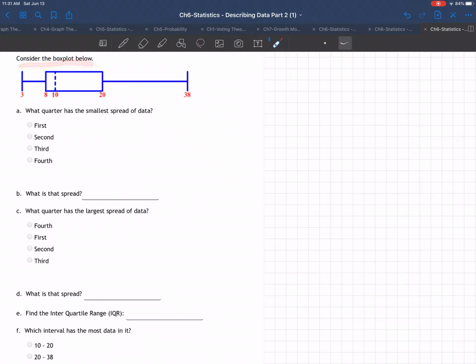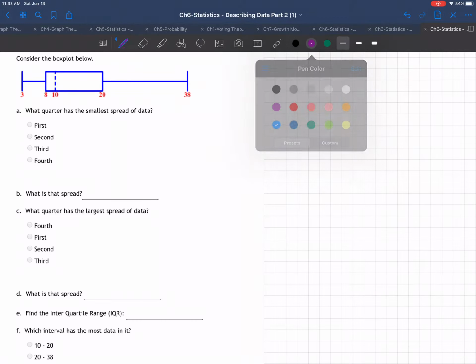Consider the box plot below. So here we have a box plot, and this question is all about understanding what a box plot is really saying, what it really means. So when they give us a box plot, let me just lay out some ideas first off for you.